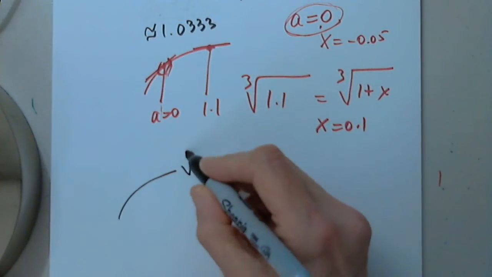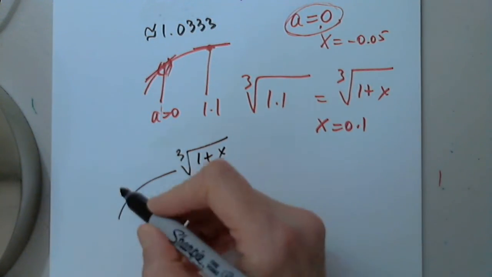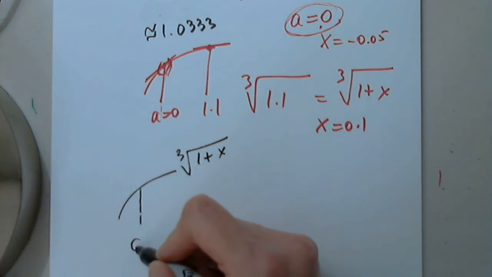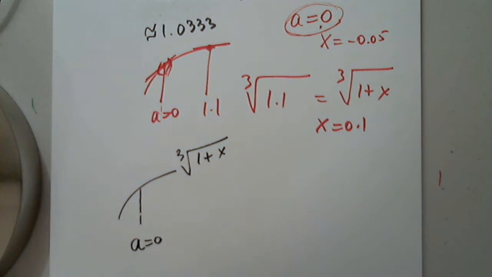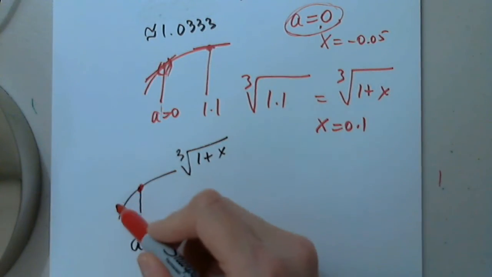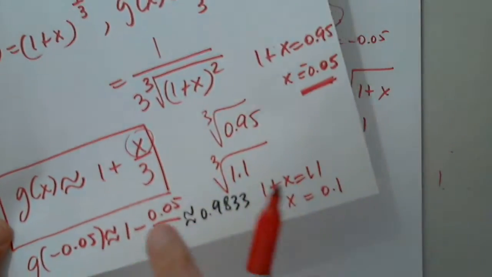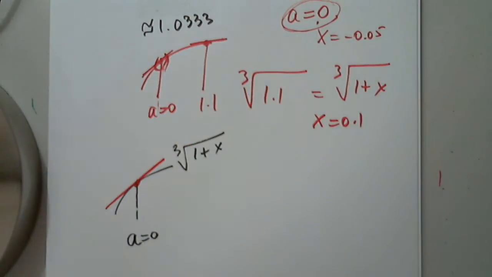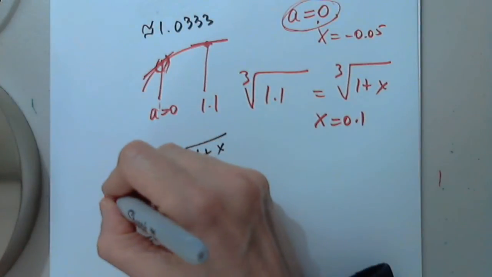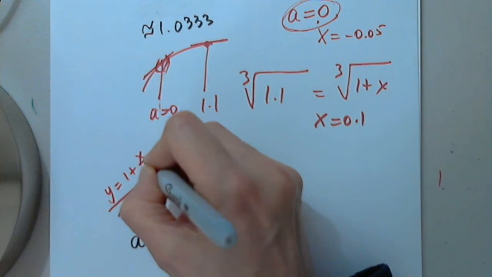This, let's assume, is the cube root of 1 plus x. And let's assume that this is a equals 0. And the tangent line here is 1 plus x over 3. And you know how we determine that, right?